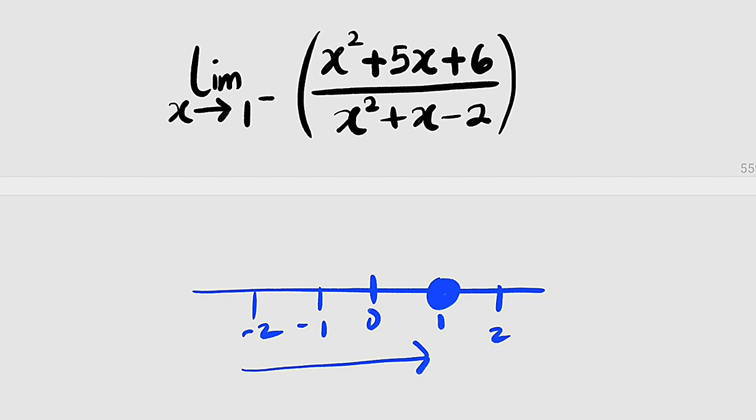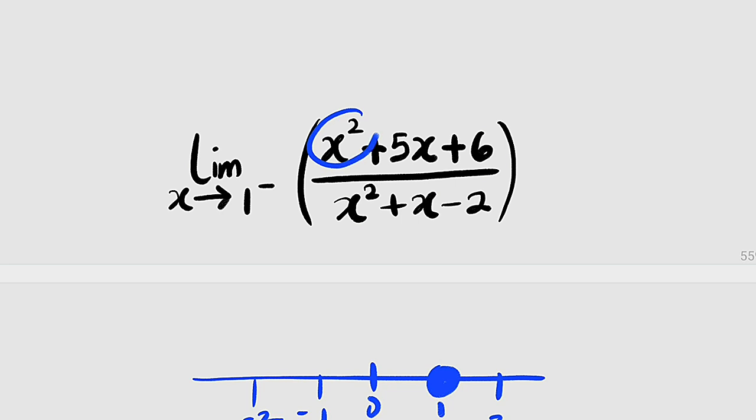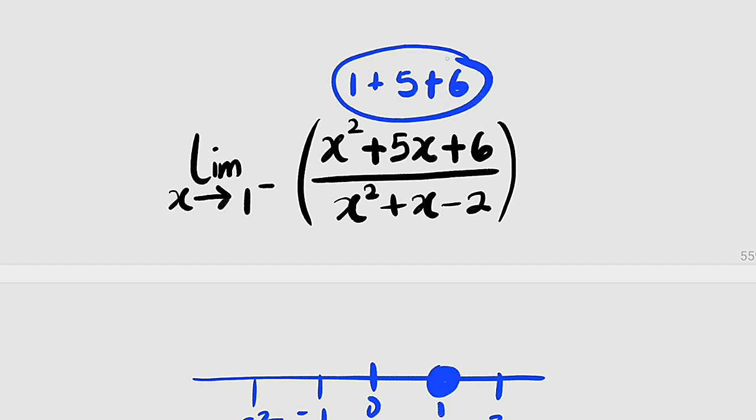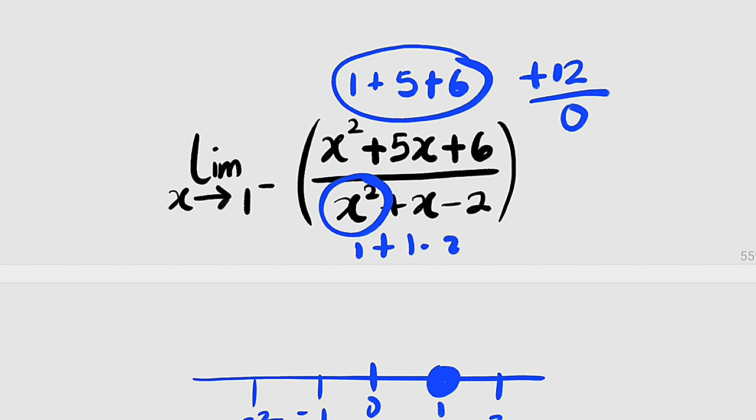Let us first of all substitute x equal to 1 and see what happens. 1 squared is 1, plus 5 times 1 is 5, then plus 6. You can see all this is going to give us a positive number, right? Which is equal to 12. Divided by 1 squared is 1, plus 1 minus 2. This is going to give us 0. And as the denominator approaches 0, the whole fraction will approach infinity. So we have infinity. But is it a negative infinity or a positive infinity?